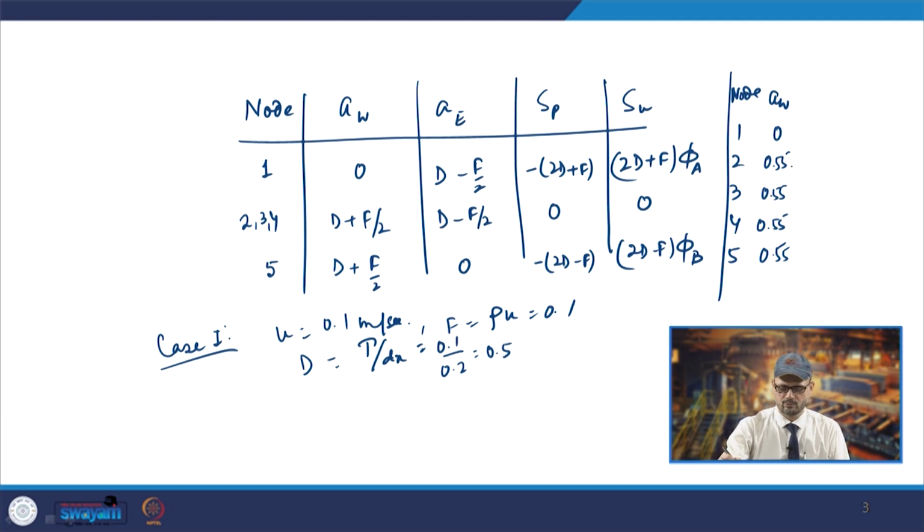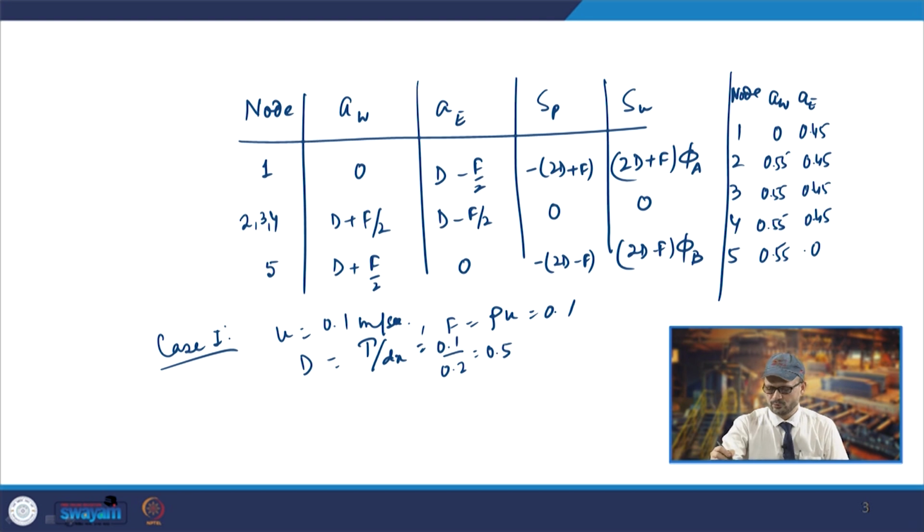Similarly, if you go for AE, you can calculate AE again. This will be D minus f by 2, so it will be 0.45. For nodes 2, 3, 4 it will be 0.45, and then the last will be 0.